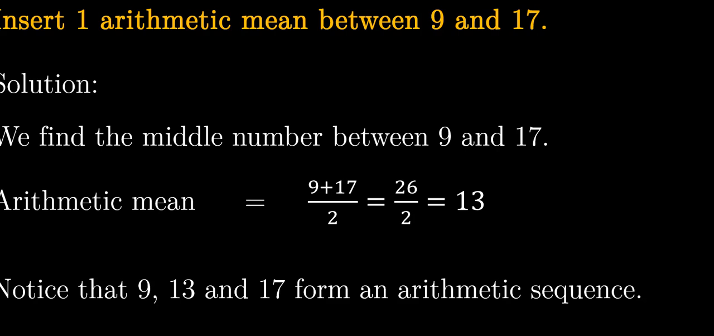So notice that after you get the arithmetic mean and you insert it between, you'll have 9, 13, and 17. And 9, 13, 17 will always form an arithmetic sequence: 9, 13 plus 4, 13 plus 4, 17. So when you insert a certain number of arithmetic means between two terms, the resulting sequence will form an arithmetic sequence. If not, then they are not arithmetic means.